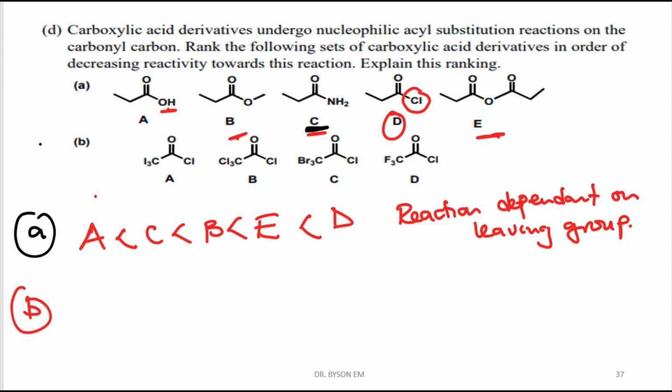And then for B, you follow which one is the best leaving group. So you see this is the same, but you see the fluoride here is the best leaving group. So it's the most reactive. It's the most electronegative. So D is greater than B, which is greater than C, which is greater than A. Fluorine is the most electronegative, followed by chlorine, followed by bromine, followed by iodine last. That's why this is it.